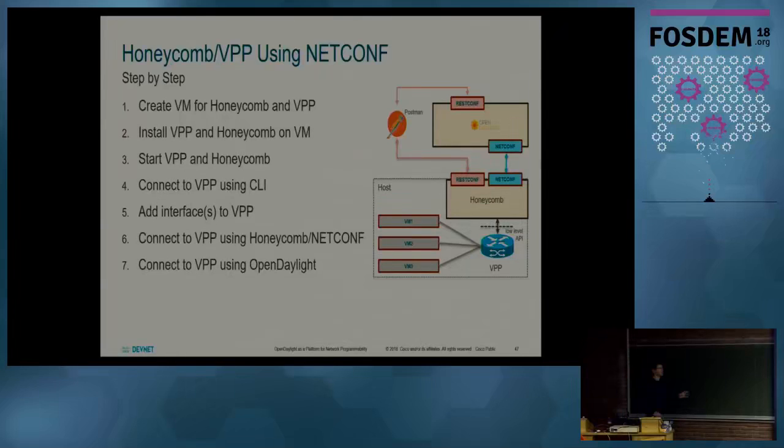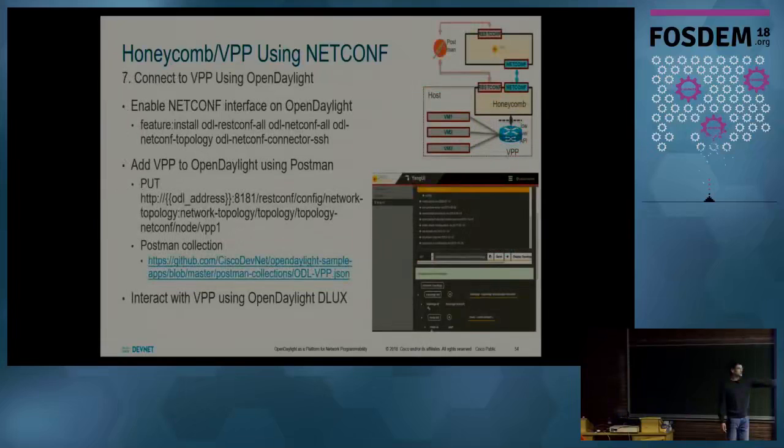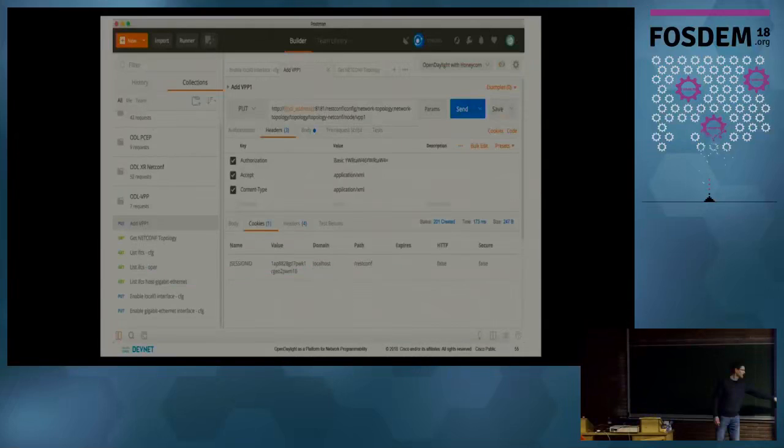Okay, so because I enabled DLUX, I have access to this graphical user interface on the bottom right. That's what it essentially looks like. And as I mentioned, here's the request I would make using Postman. It's a PUT request to add VPP to the topology of OpenDaylight. Oh, and if you want to grab it later on, the Postman collection I'm using is available here, so you'll have access to all this yourself as well. And this is what it looks like in Postman. Here's my collection of things to interact with VPP and with Honeycomb, and this is just the example of the PUT request to add VPP.